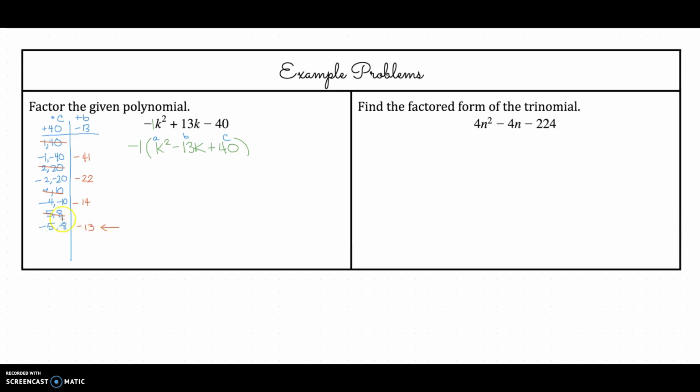So now all I need to do is take these 2 factors, the -5 and -8, and write it in factored form. So I have my GCF up front, the -1. And then I have inside parentheses K, remember use the variable they're using, -5, because it's negative, and K -8, because it was negative. And I'm done.